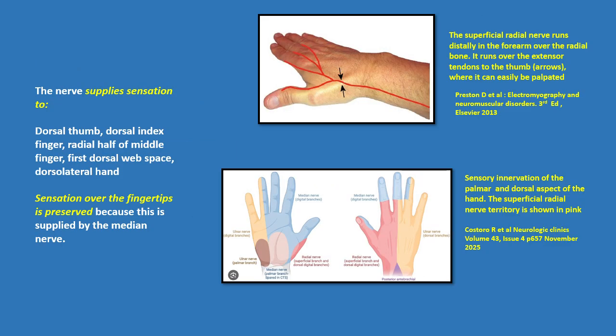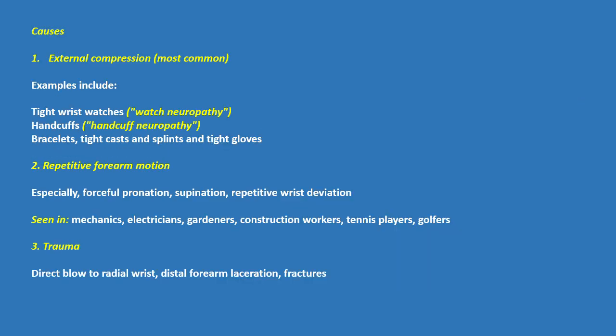The nerve supplies sensation to the dorsal thumb, dorsal index finger, radial half of middle finger, first dorsal web space, and dorsolateral hand. Sensation over the fingertips is preserved because this is supplied by the median nerve. Causes: external compression. This is most common. Examples include tight wristwatches or watch neuropathy, handcuffs or handcuff neuropathy, bracelets, tight casts and splints, and tight gloves.